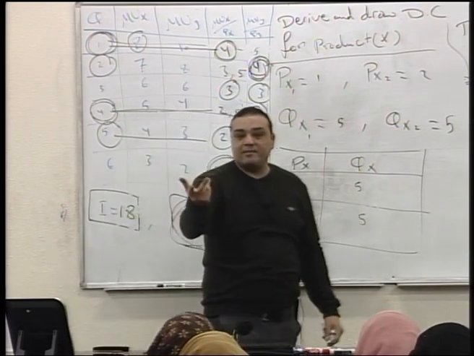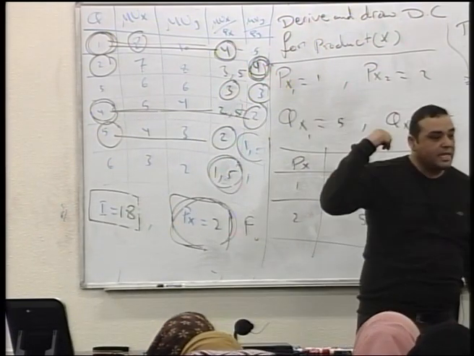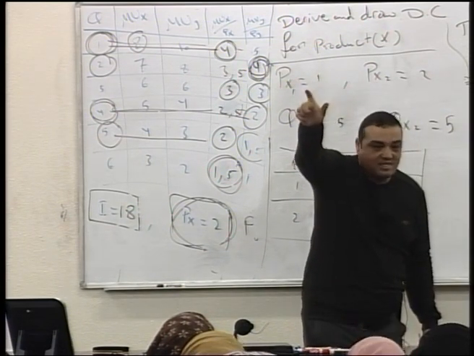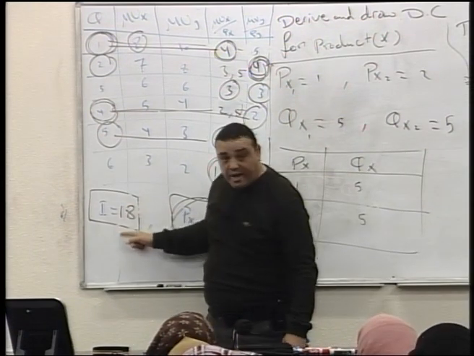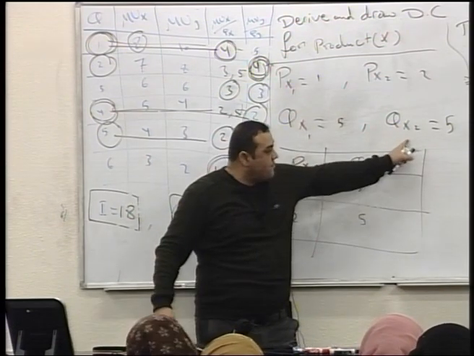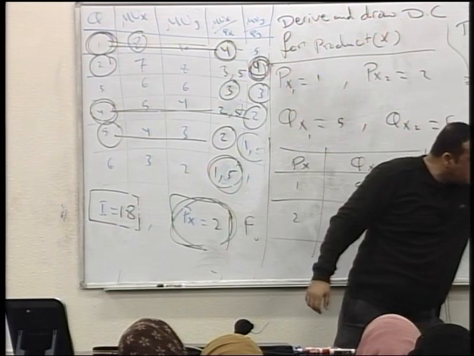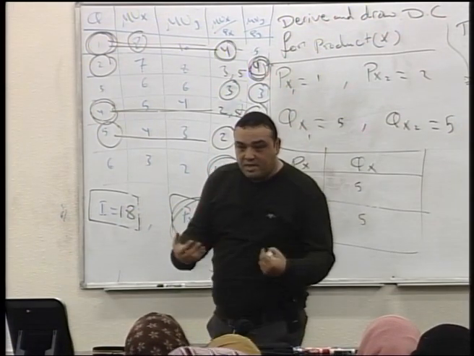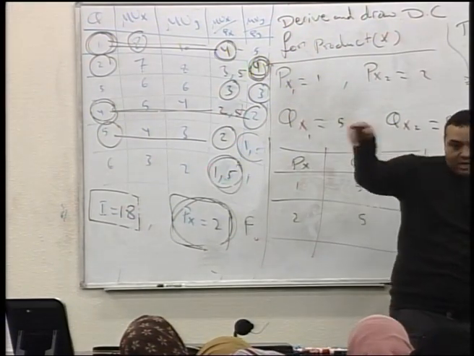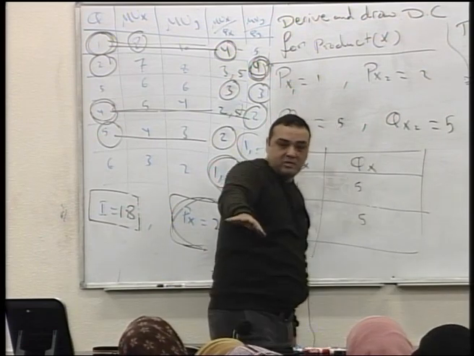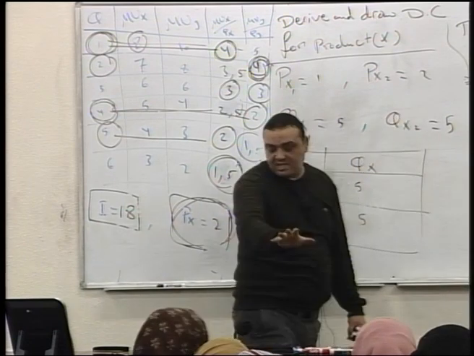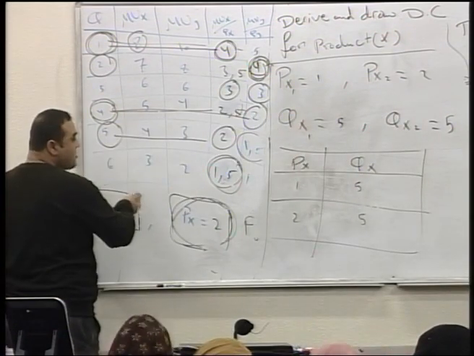Then the income elasticity of demand. How is it calculated? Income 1, of course for product X, was 9. Income 2, I2 equals 18. Quantity X1 was 5, and quantity X2 is also 5. Then income elasticity of demand is the change in quantity of X over the change in income times the income over quantity. You know the formula, we took it a long time ago. It comes out to 0. Okay, that's it. Well, let's go to something else.